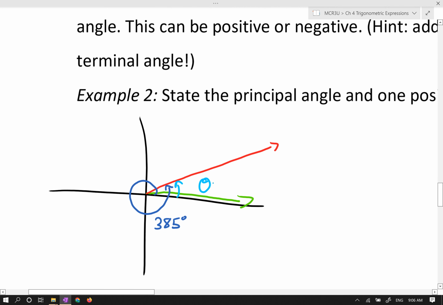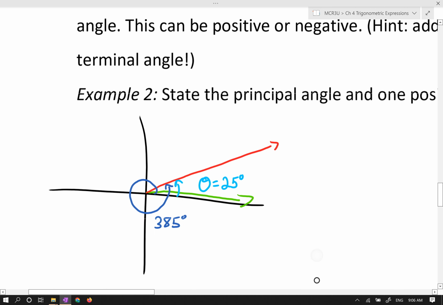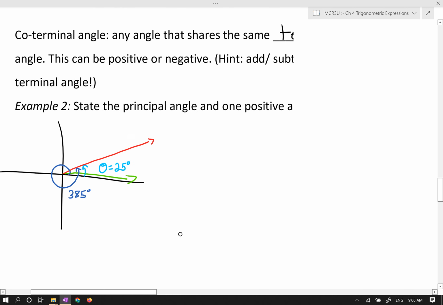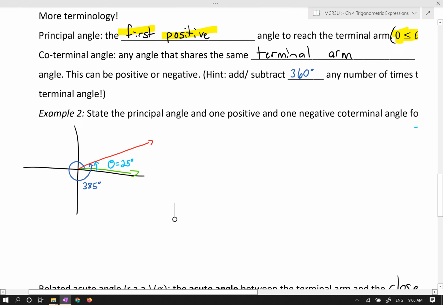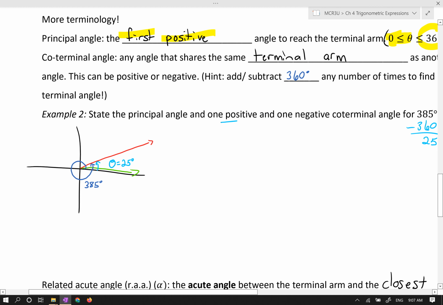Our principal angle, labeled with theta, is equal to 25 degrees. Well done, folks. All right, so we have our principal angle. Now we want to come up with one positive and one negative coterminal angle. How do we come up with these? Well, we're told right here, we add or subtract 360 degrees any number of times.